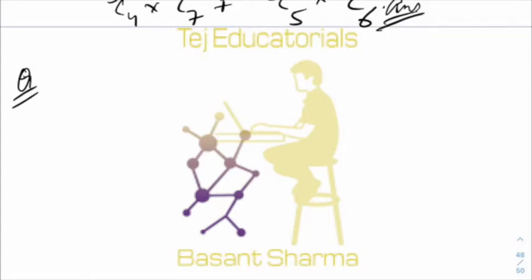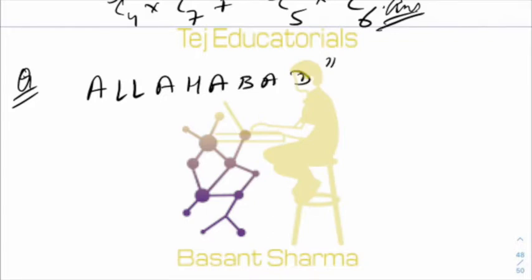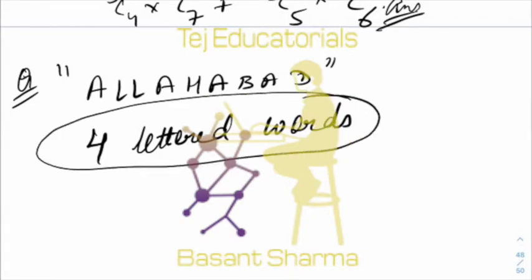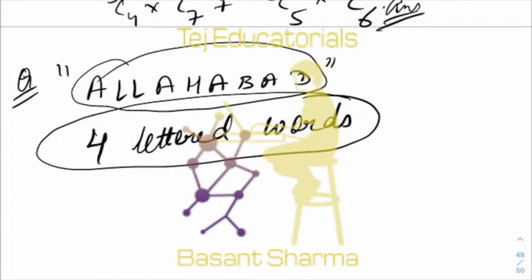Suppose I have these following letters. Again the question is to find the number of 4-lettered words. I am not using all the letters, I am just using 4-lettered words which can be formed using the letters of the word Allahabad, such that first part is all letters are different. So that's pretty simple.